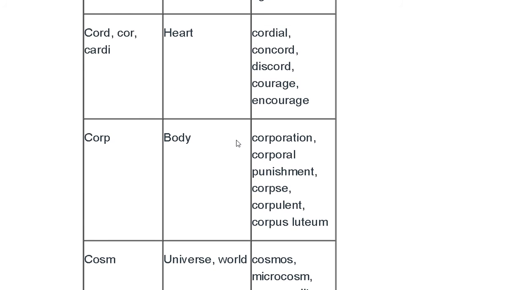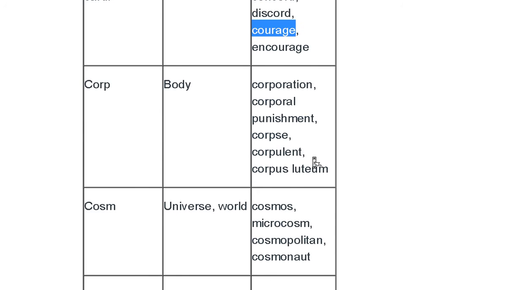And then cord means heart. Cordial, that's heart, as in you're polite. Like you, in your heart, you have positive feelings for others, and therefore you would like to be cordial to them. But like courage literally means to have heart. Or if you encourage someone else, you are giving them heart, giving them positive thoughts and feelings.